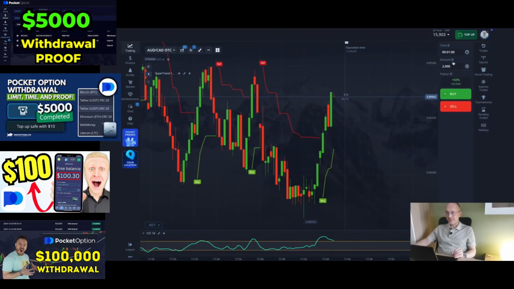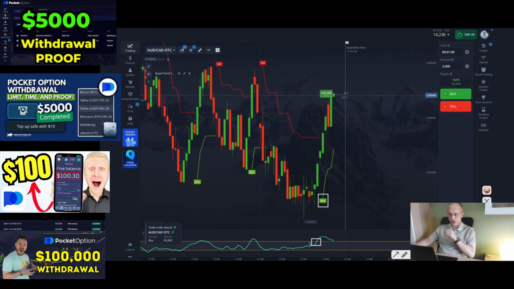A few moments later, a new situation arises. I'm setting the expiration time to 1 minute and opening a long trade for $2,000. The candles on the chart show a powerful momentum, and it's immediately clear that the market is ready to move into a prolonged and confident upward trend.